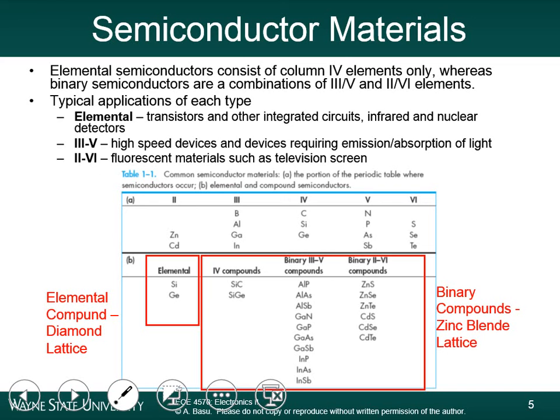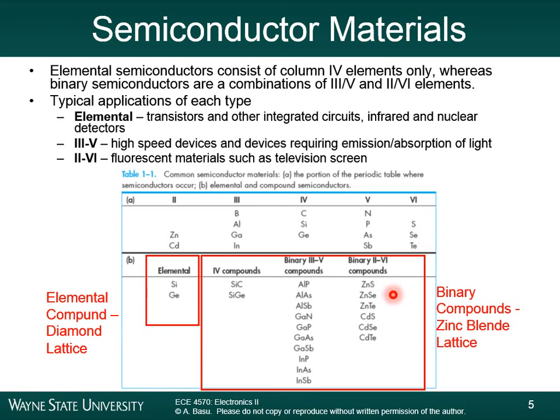Some of you have watches with glow-in-the-dark hands. The watch dial actually has glow-in-the-dark things on it, right? Those are typically made from phosphor materials, and some of those are 2-6 semiconductors. So you take a column 2 element, and then you take a column 6 element, and you combine them together.